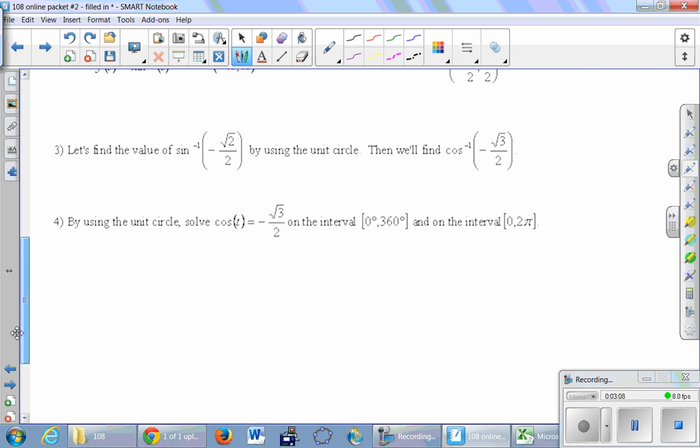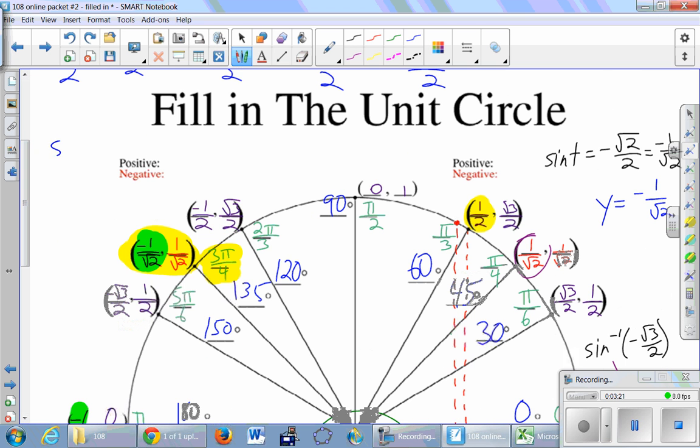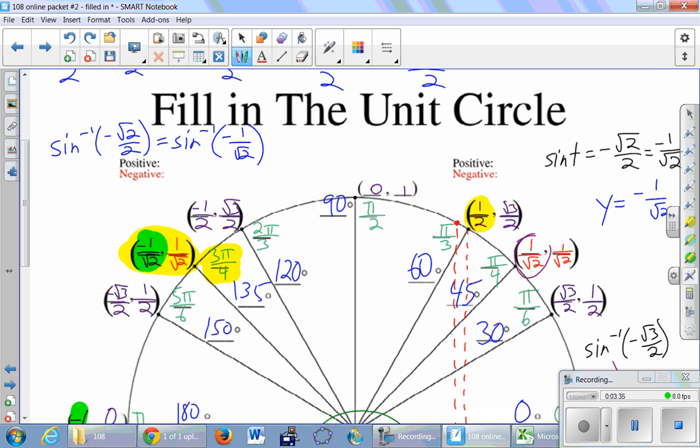3. Let's find the value of inverse sine of negative root 2 over 2 by using the unit circle. Then we'll find inverse cosine of negative root 3 over 2. Okay, let's go back. So the first one we want here, inverse sine of negative root 2 over 2. But remember, we've already seen that that in the parentheses is the same as negative 1 over root 2. So in some sense, this problem is quite similar to the problem that we just did. It was the same number, right?